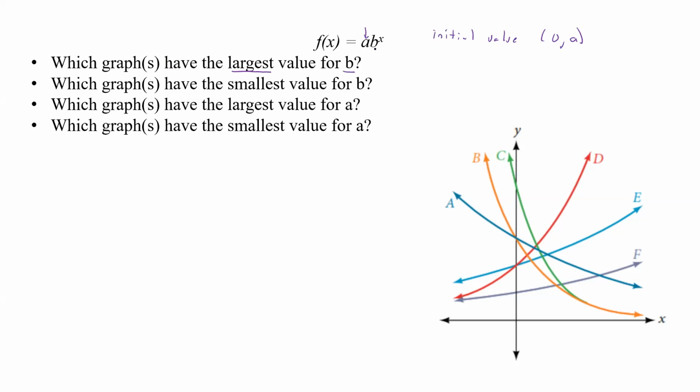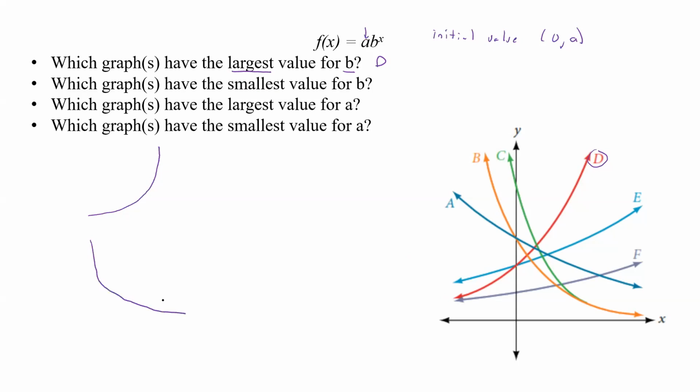Okay, largest b. Remember, when the b is largest, it's going to be increasing, so it's going to go like that, and it's going to be the steepest, going straight up. So it has to be increasing, so it's either D, E, or F. The largest one is the steepest increasing. If we look at that, that's going to be D, because it's going up the quickest compared to the other values.